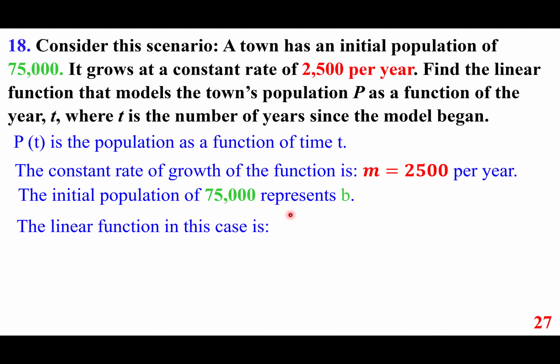So the linear function would be y equals mx plus b. We are going to change that to p equals mt plus b. So again, we go back to what we know, and then we use new variables. So p becomes a function of t, or p of t. Remember, y is the same as f of x. This is p of t. m is 2,500, t plus b is 75,000.